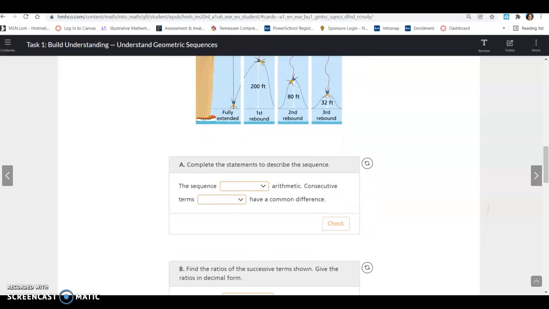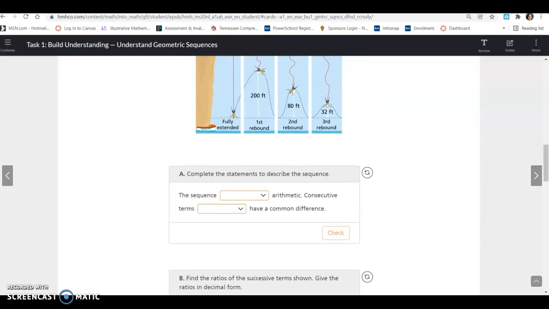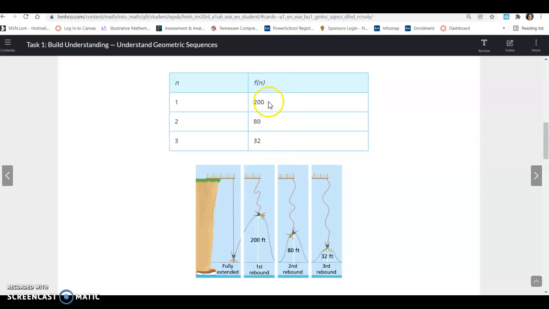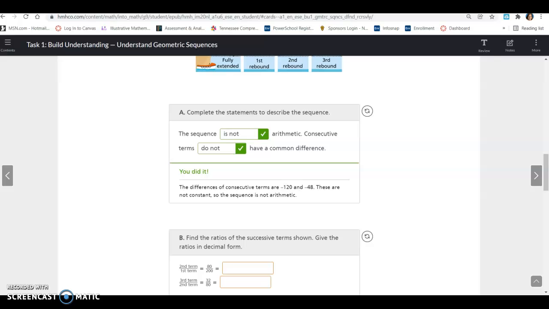All right, so you can see that this does not have a common difference, so it's probably going to be geometric, which is a common ratio. All right, so the sequence is not arithmetic. Consecutive terms do not have a common difference. Okay, so you cannot add or subtract a number. From 200 to 80 is minus 120, and you can see that this one is like minus 48? So there's not a common difference.